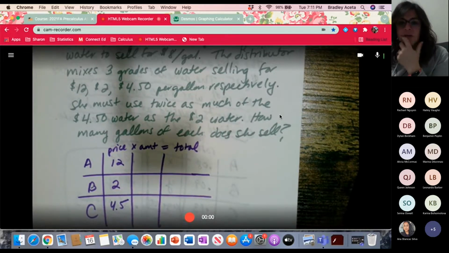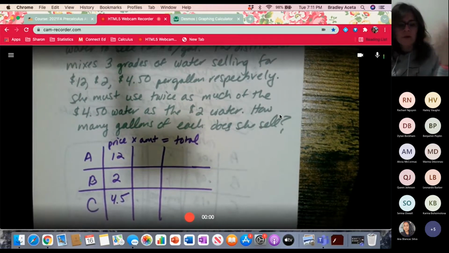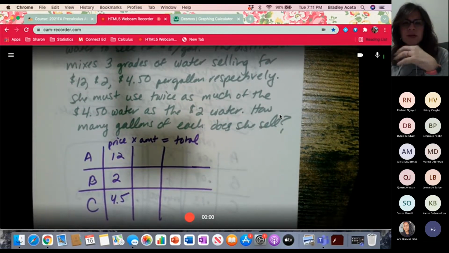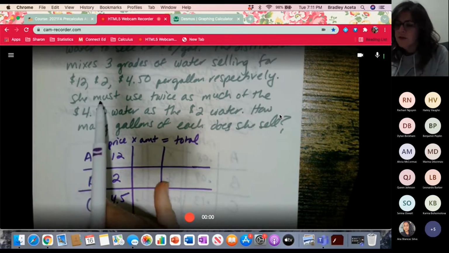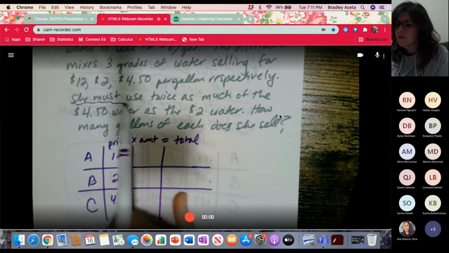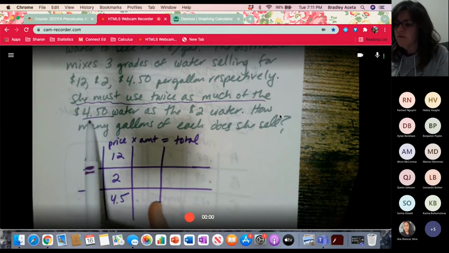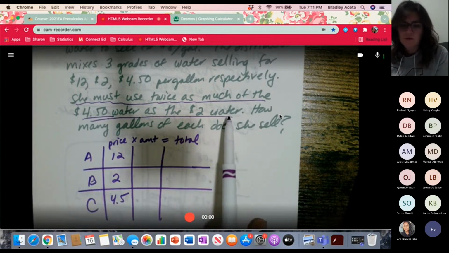All right, now we need to call one of them X and call one of them Y and try to figure it out. But there was this extra piece of information that they wrote, if you caught on: she must use twice as much of the $4.50 as the $2.